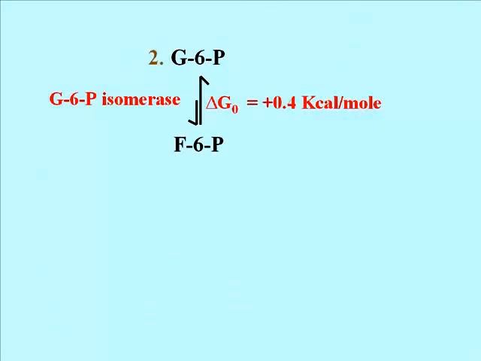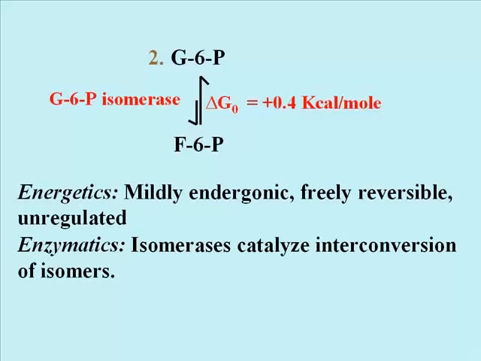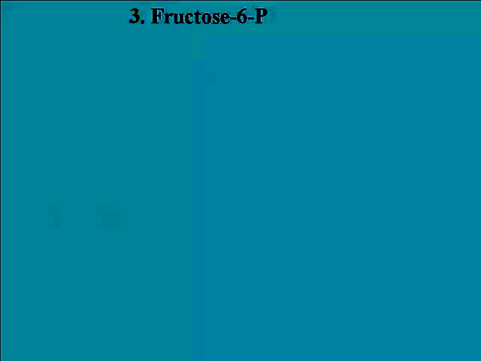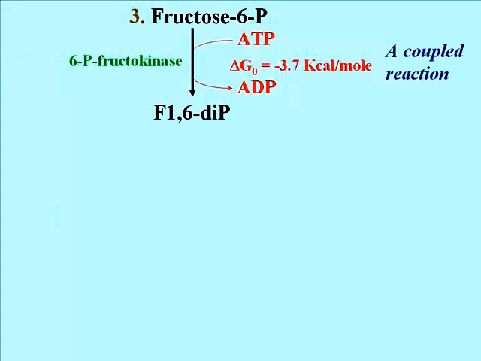In this reaction, catalyzed by glucose 6-phosphate isomerase, the glucose 6-phosphate is converted to fructose 6-phosphate. Remember that glucose and fructose have the same molecular formula, so by definition they are isomers. This reaction, as you can see, is endergonic, but very modestly so. The catalyzed reaction is freely reversible, and I note that enzymes that catalyze the interconversion of isomers are often called isomerases. In the next reaction, fructose 6-phosphate will itself be phosphorylated, and here it is.